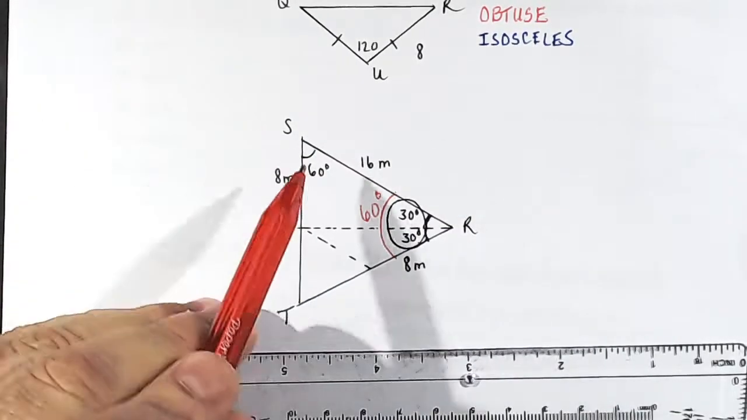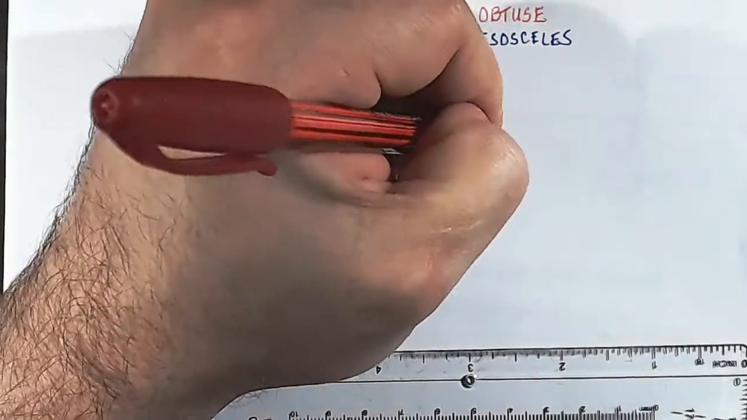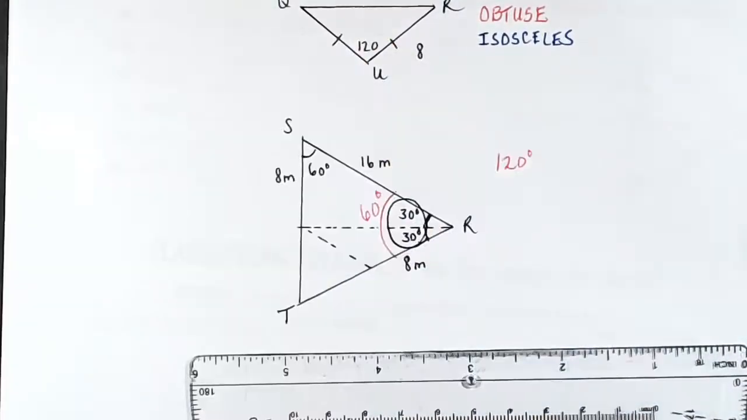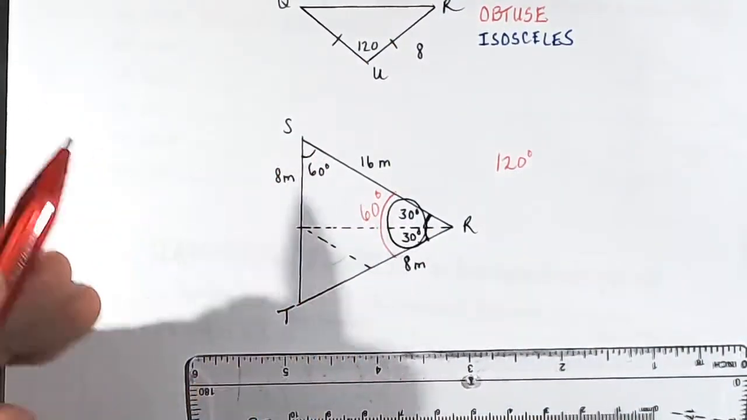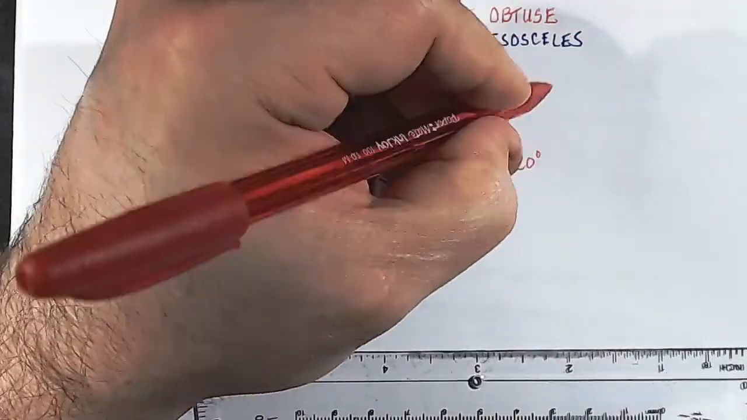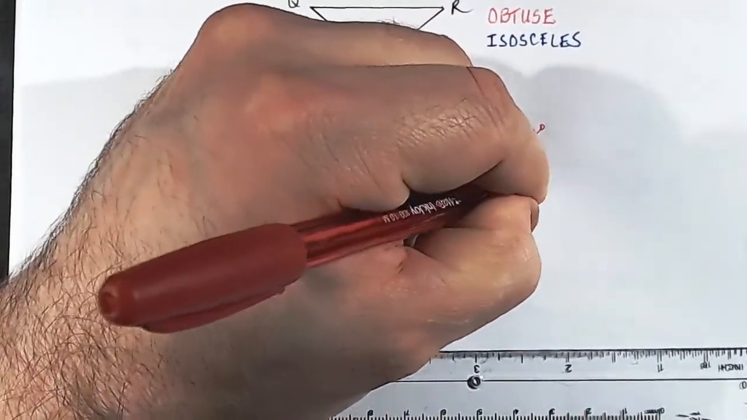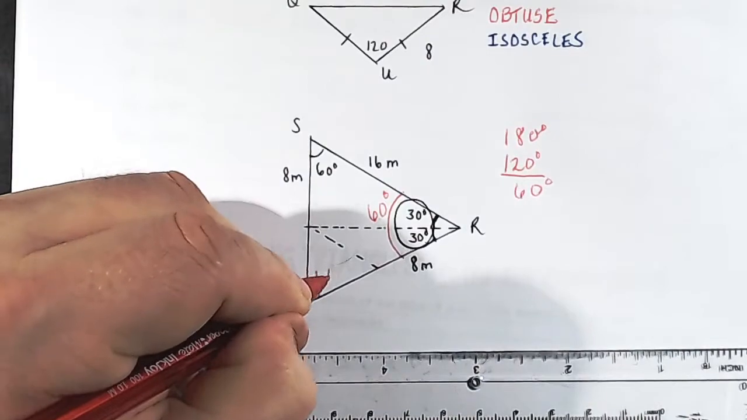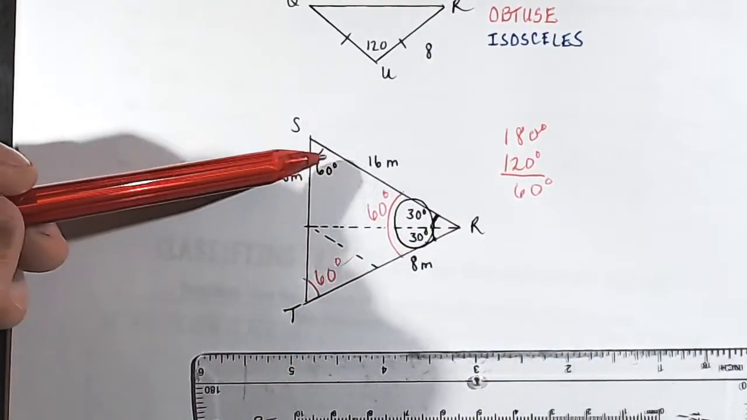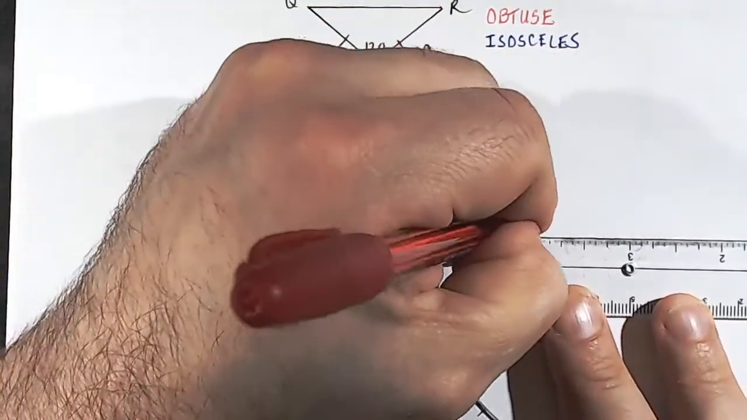Now, if this angle is 60 degrees and this angle is 60 degrees, then you have two angles that add up to 120 degrees. We're not told what this other angle is, right? What is it? Well, if we subtract 120 from 180, we get 60. So here we have 60 degrees. So from an angular perspective, we have 60, 60, and 60. So this triangle is equiangular.